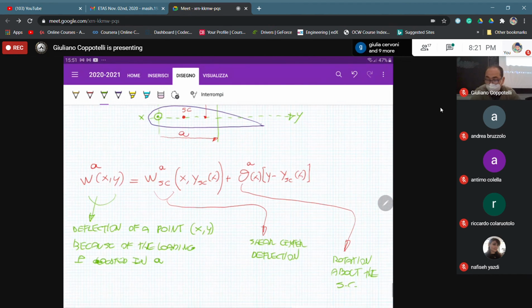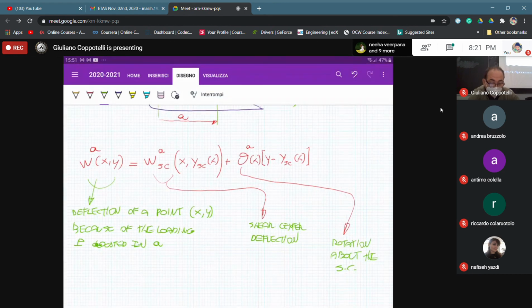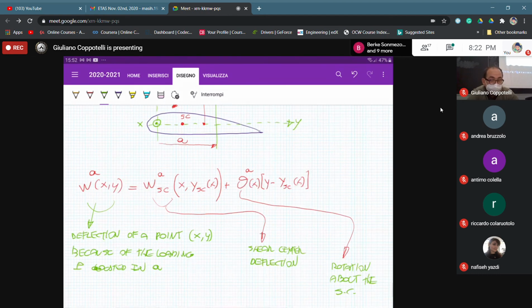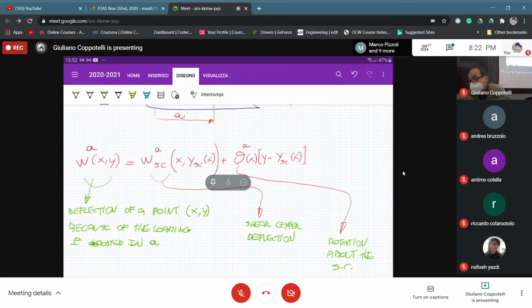Okay, and this rotation times the distance of the point with respect to the shear center is telling me what is the other contribution to the overall deflection of the point C. Okay. Now, let's evaluate the rotation, the deflection of 2 points of that section when subjected to the same loading condition A.